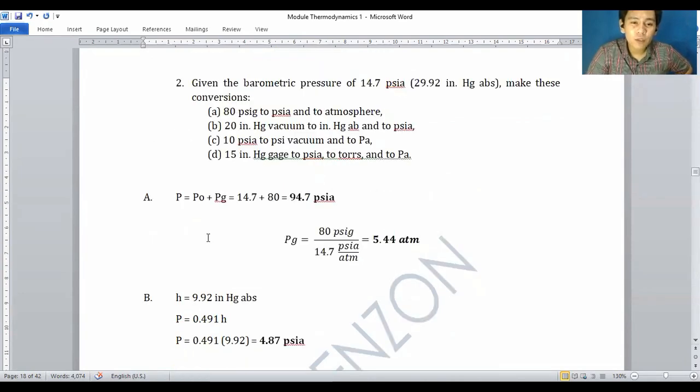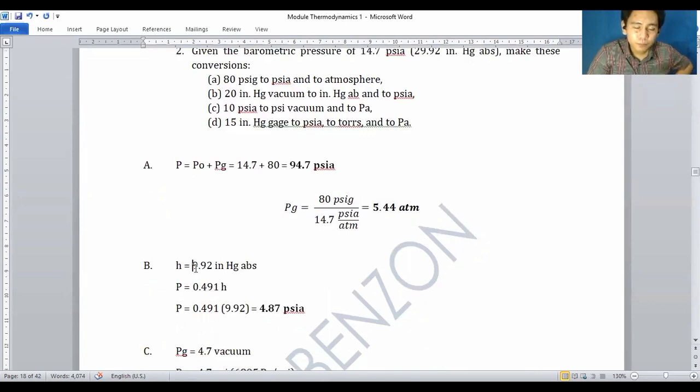Now, since we have 9.92-inch Hg absolute, we use the formula 0.491 H.